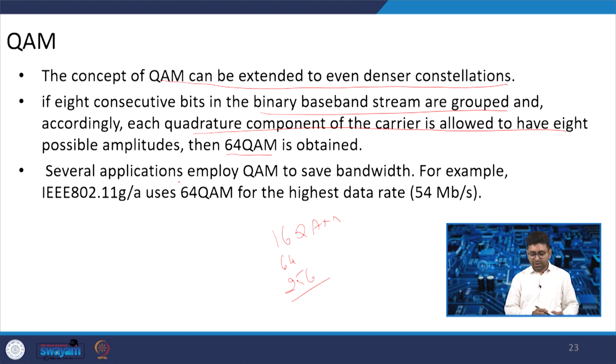There are several applications of employing QAM to save bandwidth. For example, in current 802.11g, we are using 64 QAM, which is able to achieve a data rate of 54 Mbps. So, this is how QAM is useful, and how we can use QAM modulation for getting the highest data rate in limited bandwidth. It has multiple applications in various standards. People are using this modulation scheme, and this is just a basic idea of QAM.